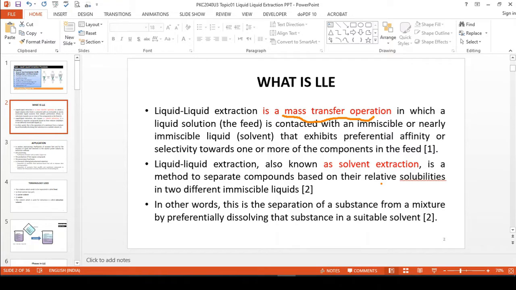This liquid extraction process is also known as a solvent extraction process, because we have to add a second liquid that is also known as a solvent. So in other words, this is a separation of substances from a liquid mixture, because of the solubility nature.